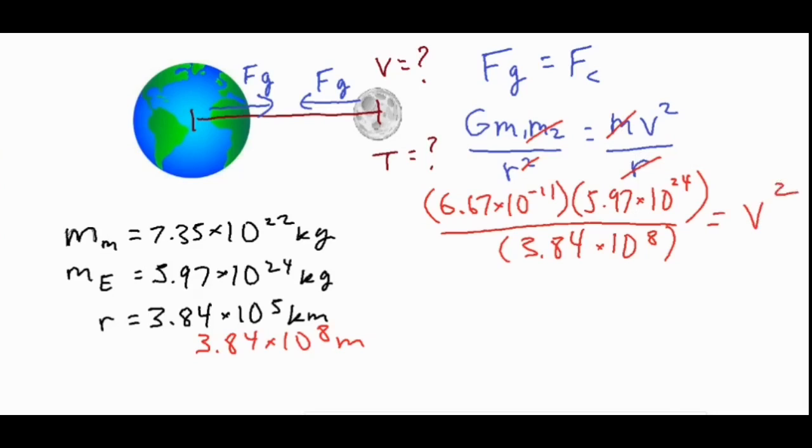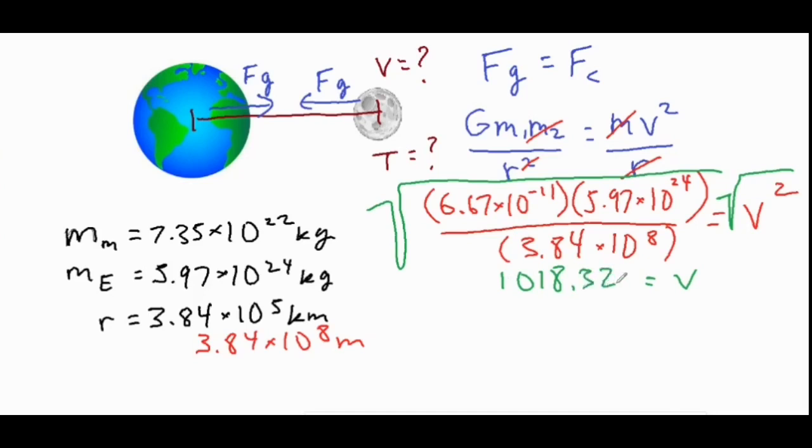So what you're basically doing is you are square rooting this entire side. So after multiplying these two and then dividing it by the r value, we get a velocity of 1018.32. And that's our orbital velocity of our satellite, which is the Moon.